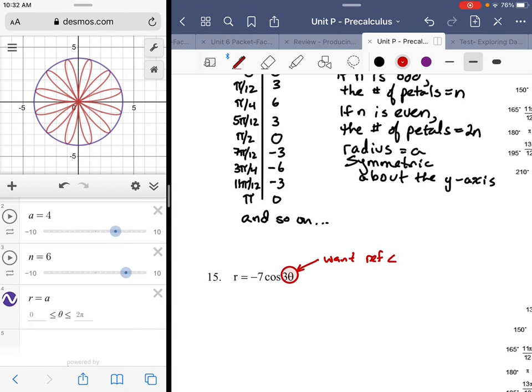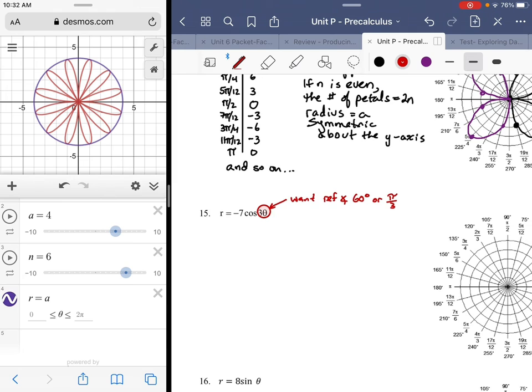So I want this reference angle to be 60 degrees or pi over 3. So when I work with a table, let's see if I can do it without the computational errors. That'll be fun. I gotta be nice to myself. I only made the one computational error.